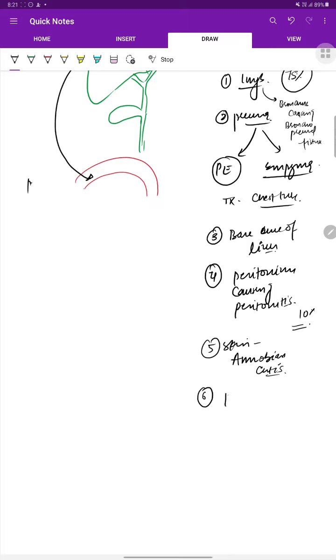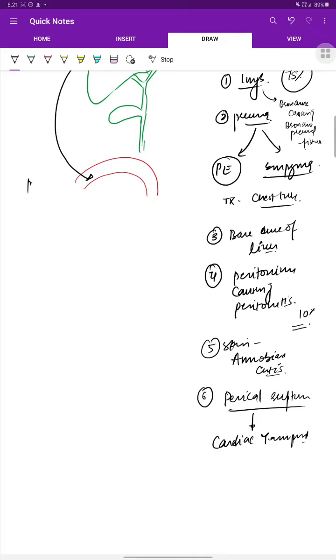The most dangerous complication is rupture into the pericardium, which I have not mentioned until now. Pericardial rupture leads to cardiac tamponade, which is very dreadful.